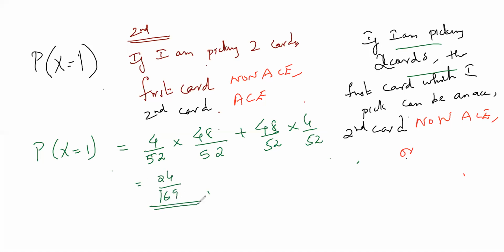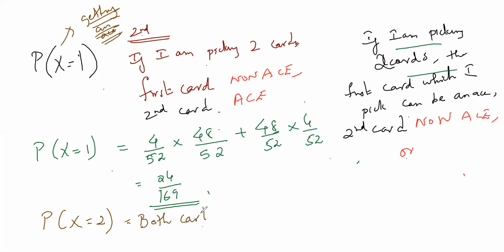Again, the answers are not important. The most important thing for us is how we do this question. The last case, P of x is equal to 2, which means x is a, what is x? X is getting an ace. That we should always have in your mind, okay? X is getting an ace. X is equal to 2 means what? Both the cards I am picking is an ace.